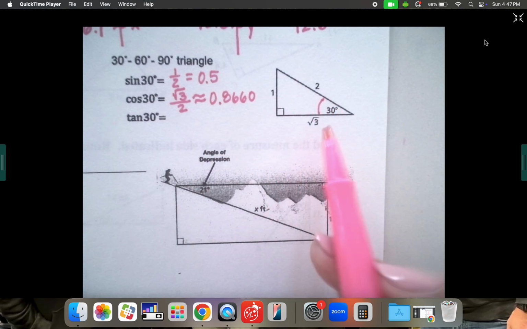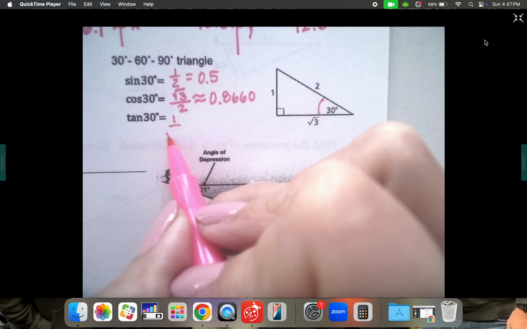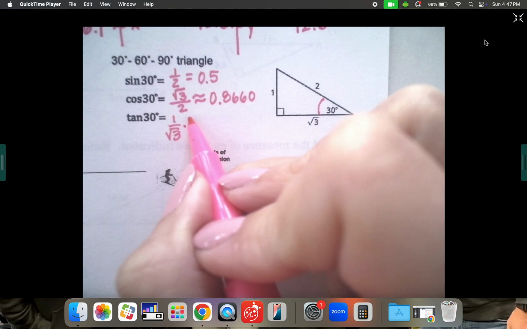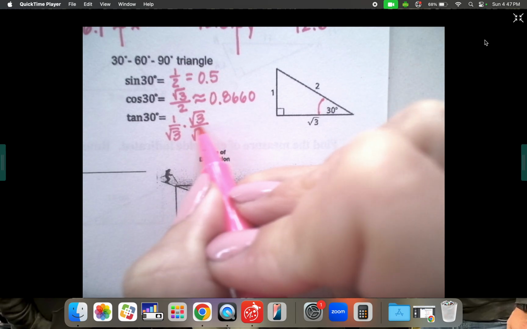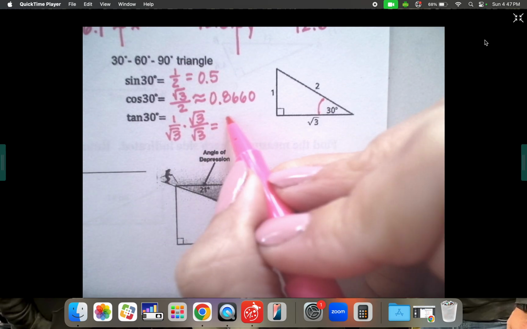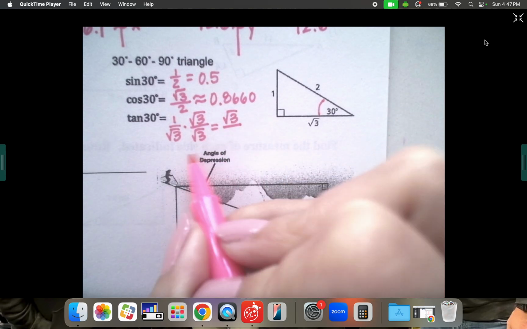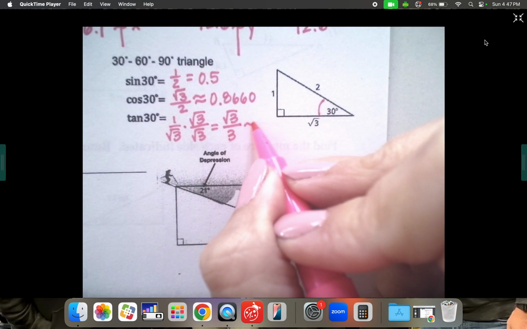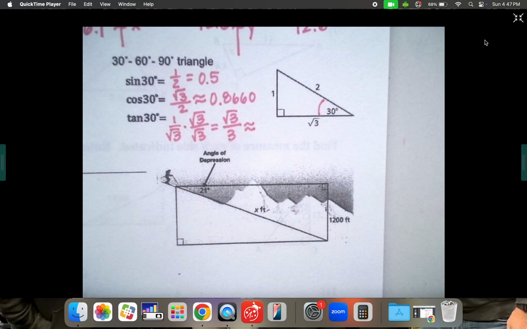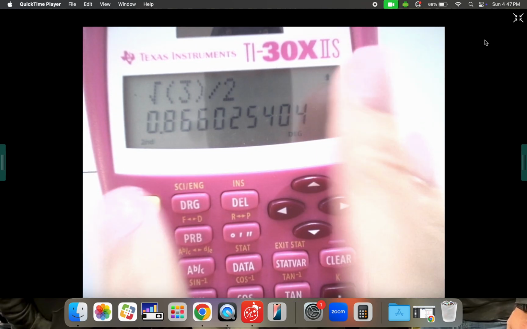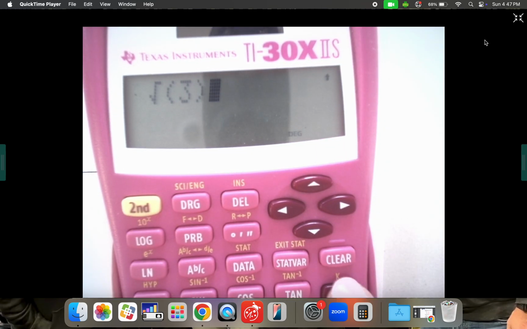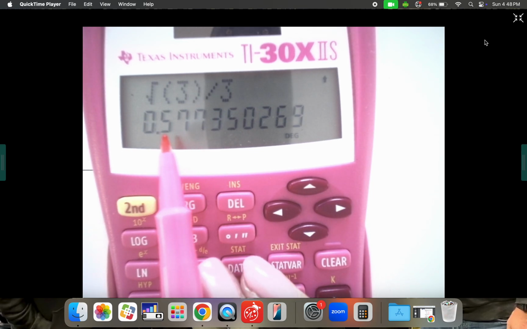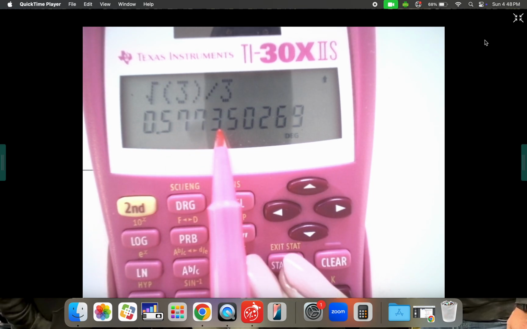Opposite over adjacent, so that's 1 over root 3. Can't have a radical in the denominator, so I'm going to rationalize it by multiplying by root 3 over root 3, which would equal root 3 over root 9, and the square root of 9 is 3. So let's find out what that decimal is. Root 3 divided by 3 is, we'll go 4 decimal places out, 0.5774.